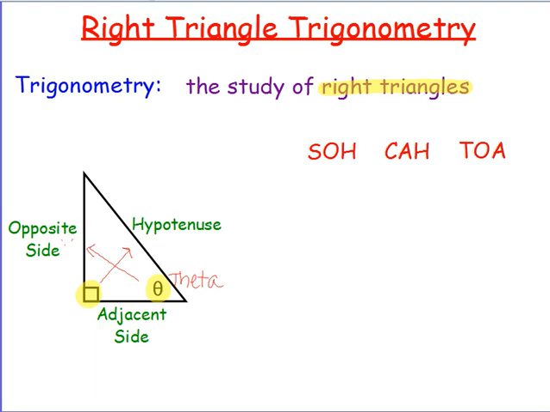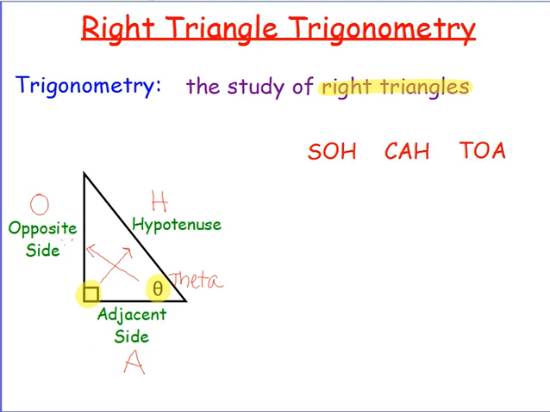Now you will see me use the following abbreviations. I will be using H for hypotenuse, O for opposite, and A for adjacent. Because in math, we tend to be lazy and we like abbreviations.